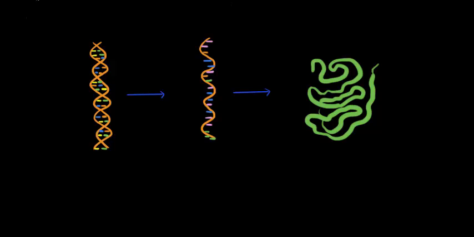The central dogma of molecular biology tells us that DNA makes RNA, makes protein. And so just to clarify, the information that's in DNA is transmitted or copied onto RNA in a process called transcription. And then the information that's in the RNA is used to make the corresponding polypeptide in a process called translation.